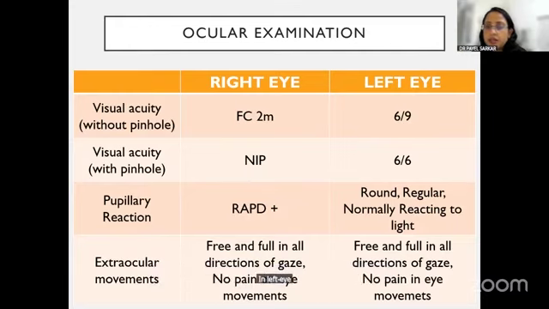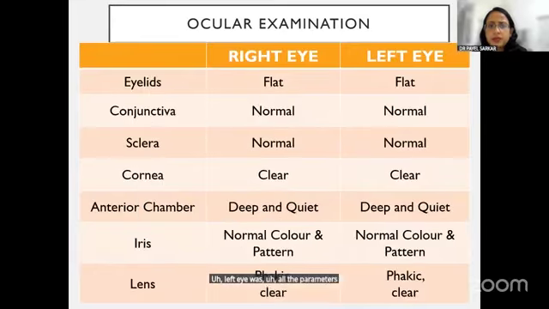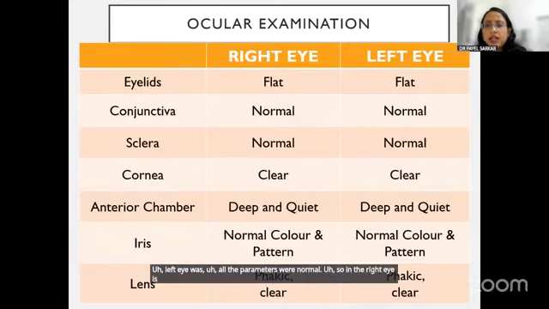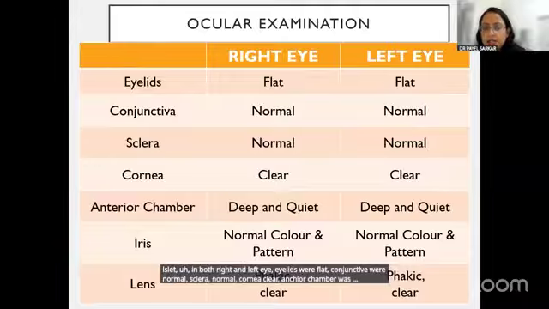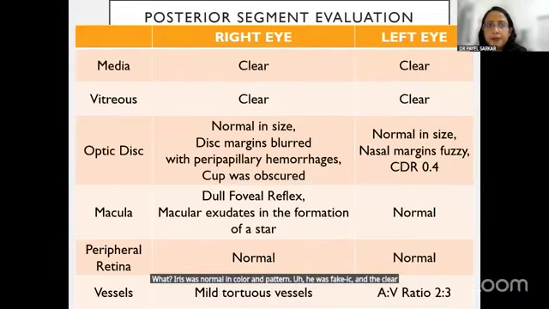In the left eye, visual acuity was 6/9 with improvement to 6/6 with pinhole. Pupillary reaction was normal and extraocular movements were also normal. In the right eye, ocular motility was normal, and for color vision, we could not read any of the Ishihara charts. In the left eye, all the parameters were normal. In both eyes, the eyelids were flat, conjunctiva normal, sclera normal, cornea clear, anterior chamber deep and quiet, iris normal in color and pattern. He was phakic and the lenses were clear.